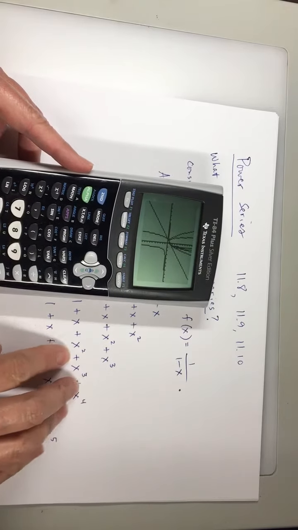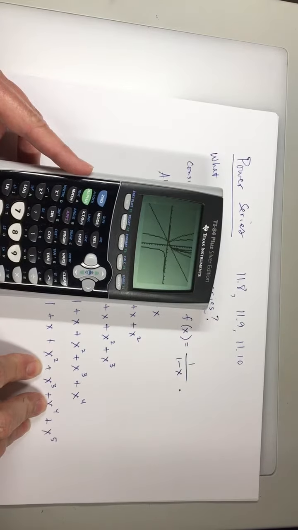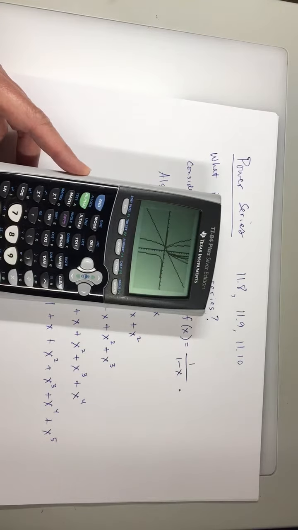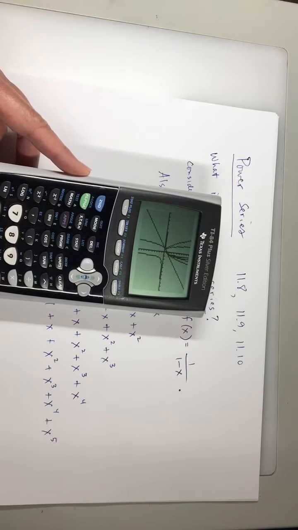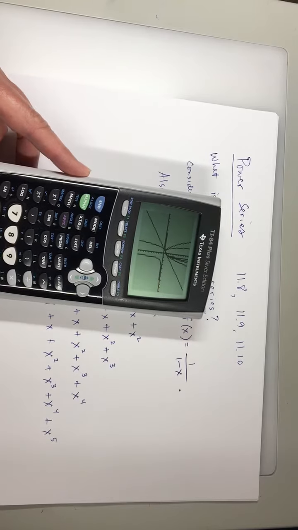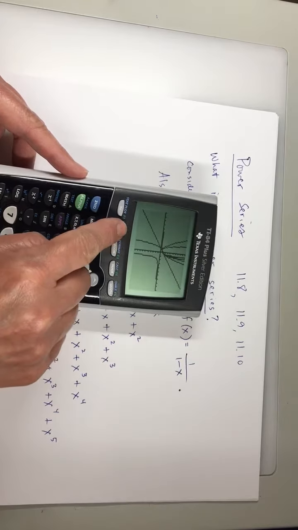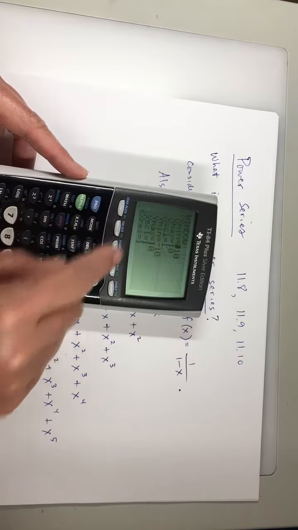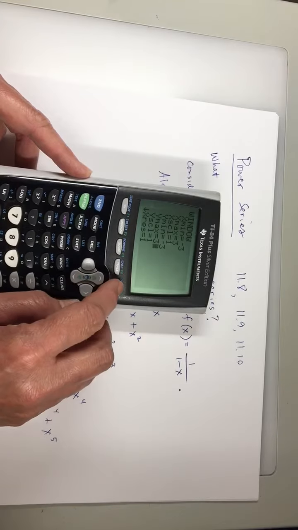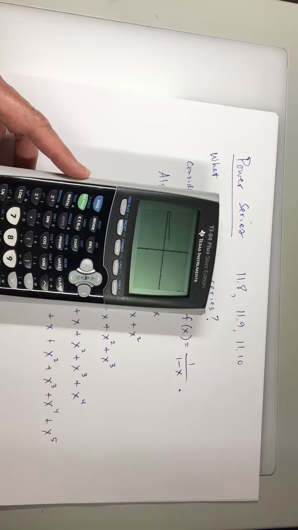The polynomial functions within a certain area of x are a very good approximation for f of x, which is 1 over 1 minus x. I'm going to zoom in. I'm going to change the window a little bit to get a better picture. How about if we go x min -3, x max is 3, y min, I'll do the same, and hit graph. And here's f of x.